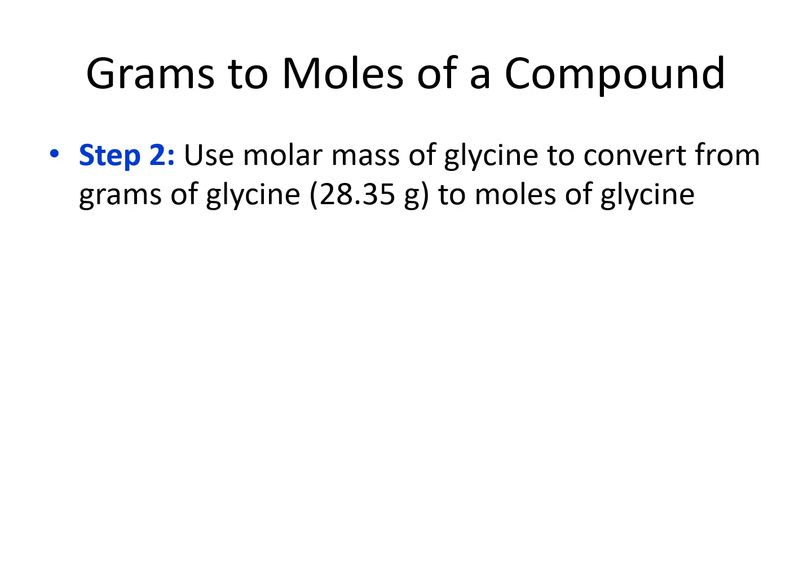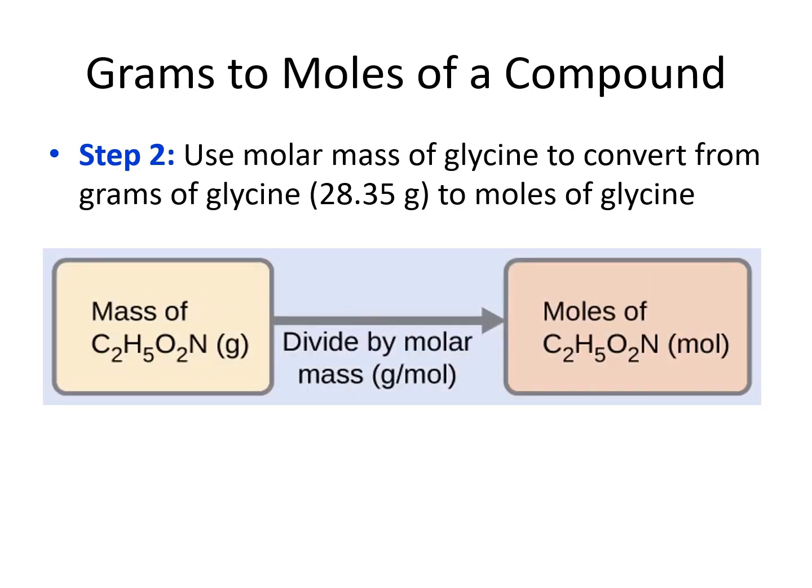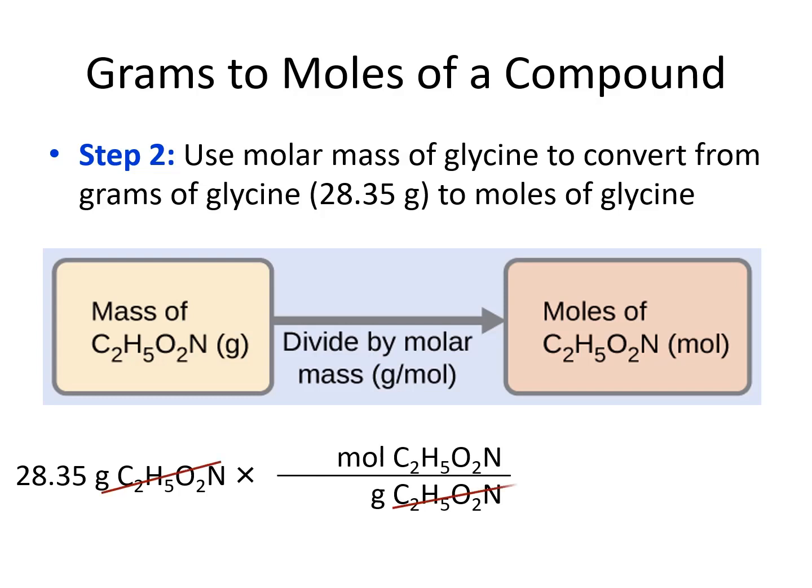In our second step, we take our grams of glycine and convert to moles of glycine by dividing by the molar mass of glycine. We start out with our known quantity, 28.35 grams of glycine. We choose a conversion factor with grams of glycine on the bottom to cancel out with our starting grams of glycine, and moles of glycine on the top since we are trying to solve for moles. We fill in the molar mass we solved for in step 1 next to grams, so it ends up going in the denominator. We do 28.35 divided by 75.067 and come out with 0.378 moles of glycine.